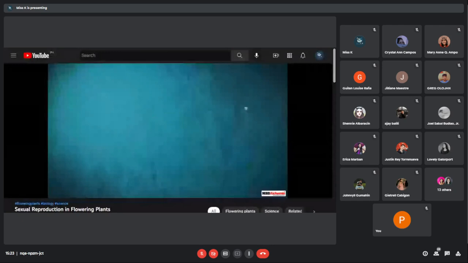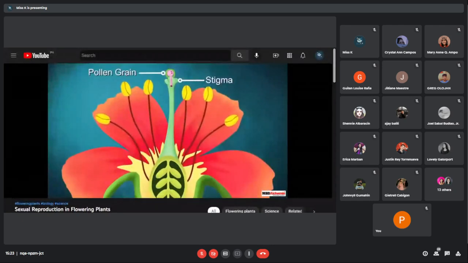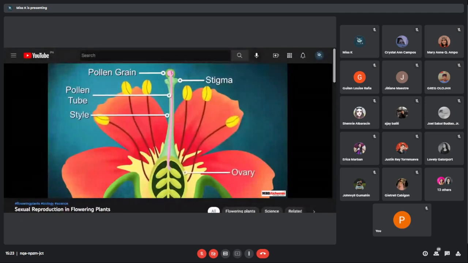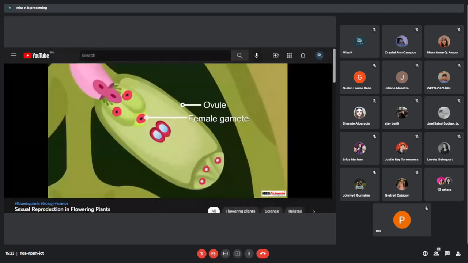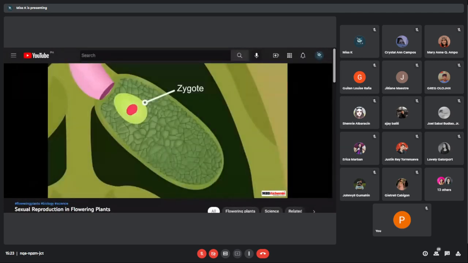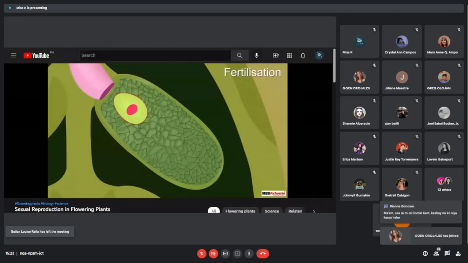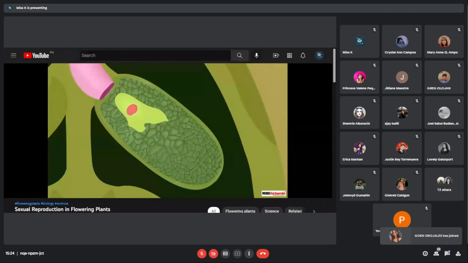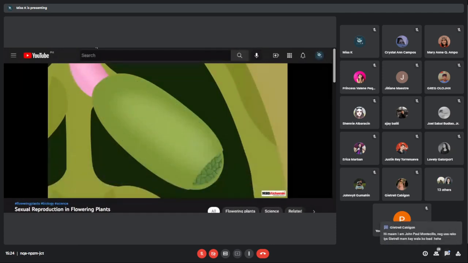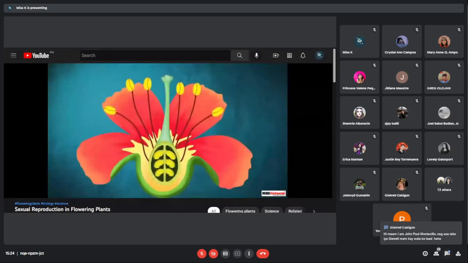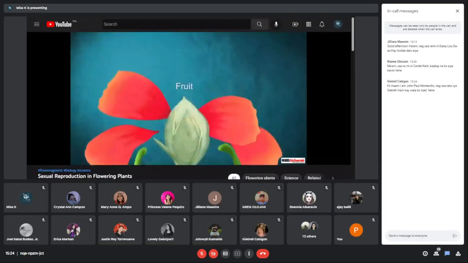Once a pollen grain lands on the stigma, a pollen tube grows from the pollen grain. This tube travels through the style and reaches the ovary. After that, the male and the female gamete fuse together to form the zygote. This process of fusion of male and female gametes is called fertilization. The zygote formed after fertilization then divides several times, develops a tough coat and changes to a seed. The ovary, on the other hand, ripens and forms a fruit around the seed.